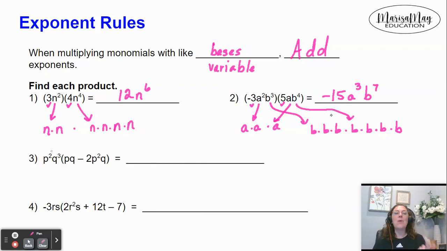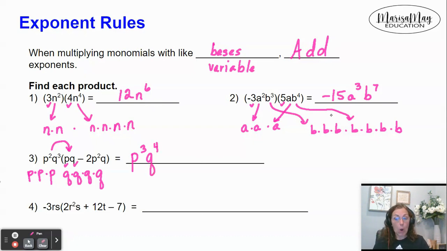Okay, now when we do problem number 3, I'm going to actually throw us back to our distributive property, and we're going to use our exponent rules that we're using right now. So when we distribute p to the second times p to the third, I'm going to do p to the second, which means p times the p there, which will give me p to the third. Then I'm going to do q to the third. It's q times q times q times another q, which will give me q to the fourth.